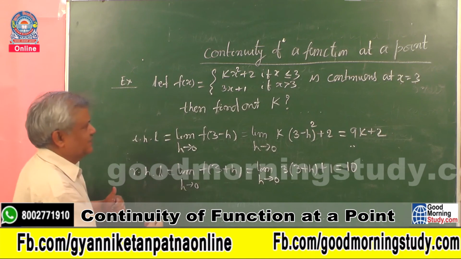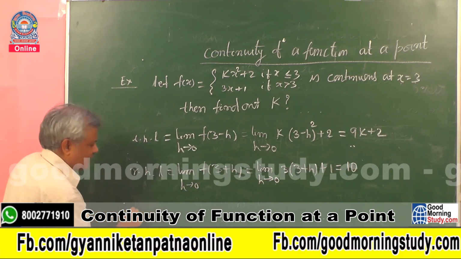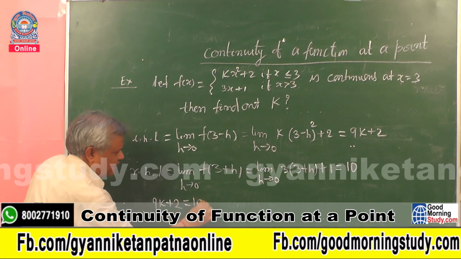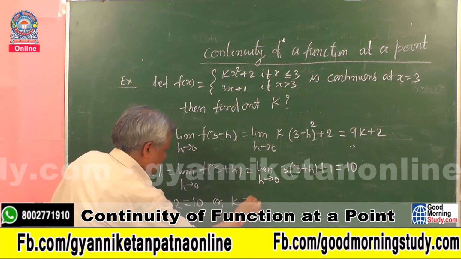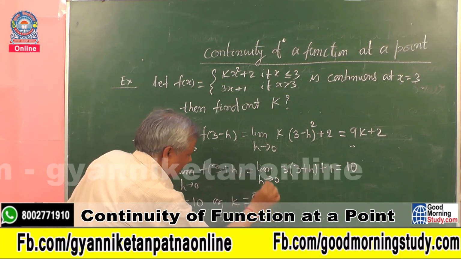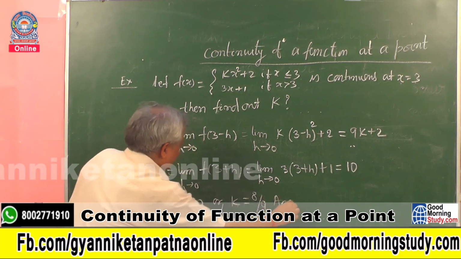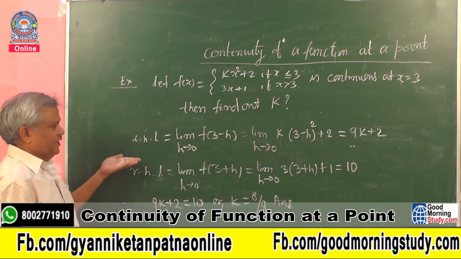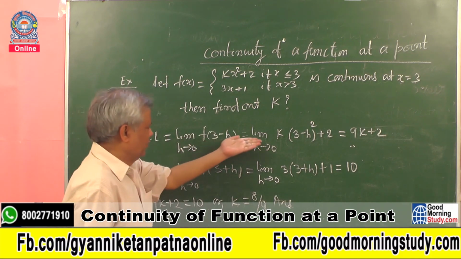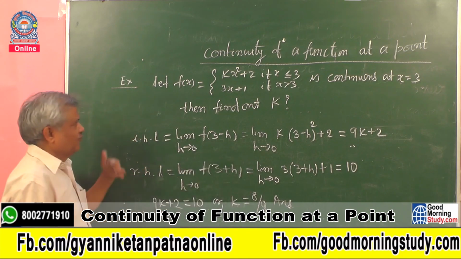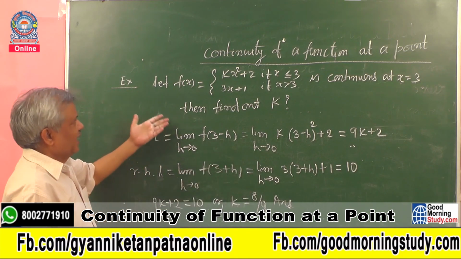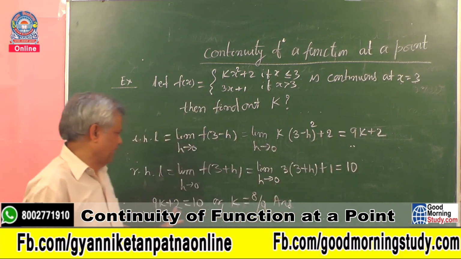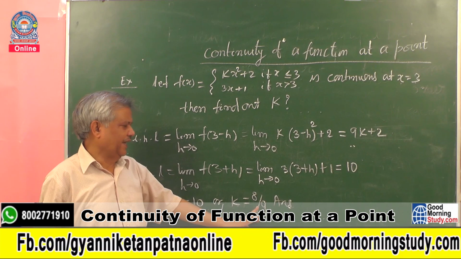So since the function is continuous, the two must be equal. Therefore, we have 9k plus 2 equal to 10, or the value of k is equal to 8 over 9. And this was to be obtained. Here, the function has already been given to be continuous. Therefore, it will be sufficient to equate the two. We can also find out the value of f(3). f(3) will be exactly 9k plus 2. So equating them all, we have the value of k equal to 8 by 9.